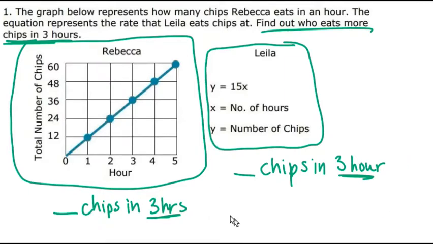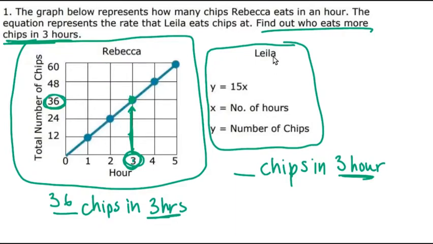All right, so let's see if we can find out how many chips Rebecca eats in 3 hours. So we have a graph. We can literally look at the graph at 3 hours. How many chips did she eat? Well, if the hour is 3, the total number of chips is 36. Now remember, we're not going up 1, 2, 3. We have to pay attention to the intervals, don't forget. So in 3 hours, she eats 36 chips.